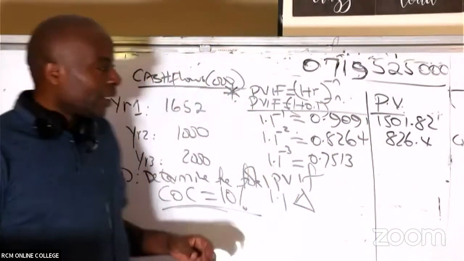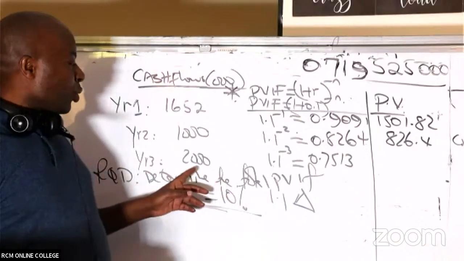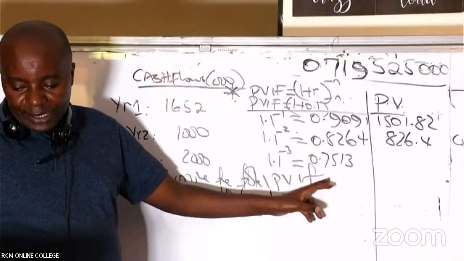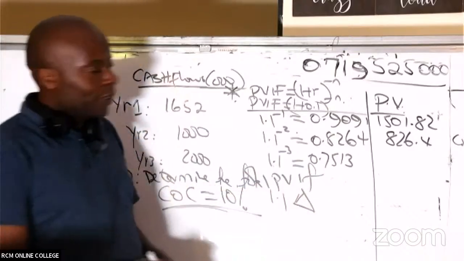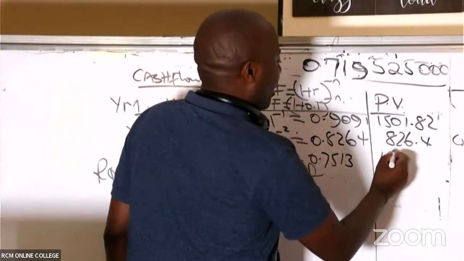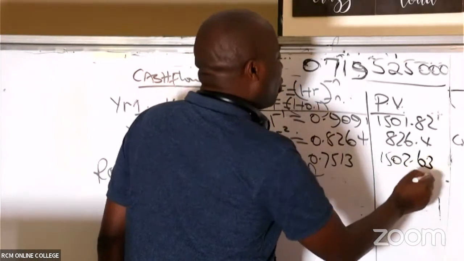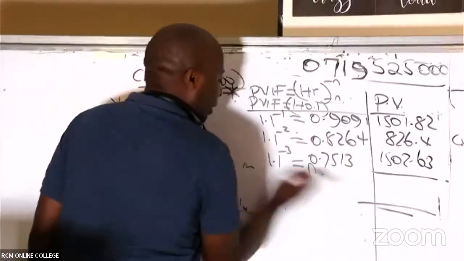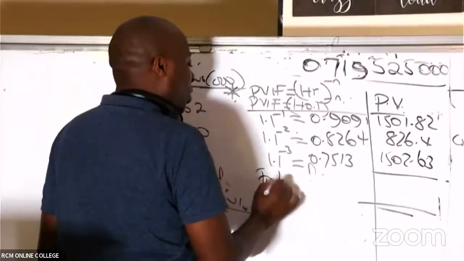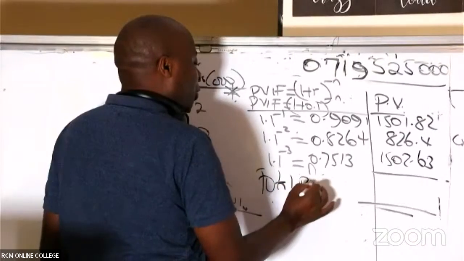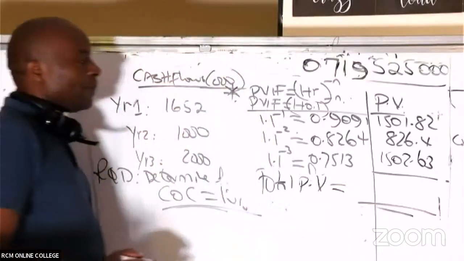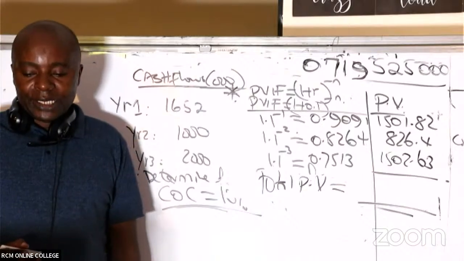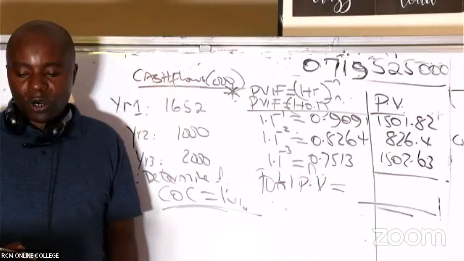So the last one, now we are talking of 2,000 times 0.7513. I'm being given a figure of 1502.63. Therefore, you now add the 3 numbers, for you to give us what we call the total present value.